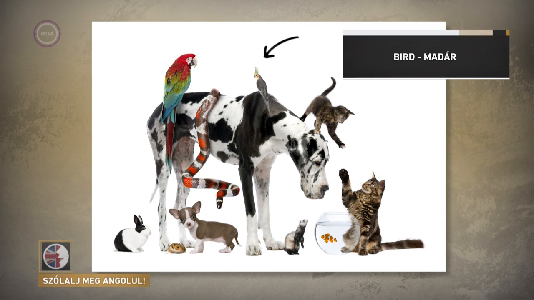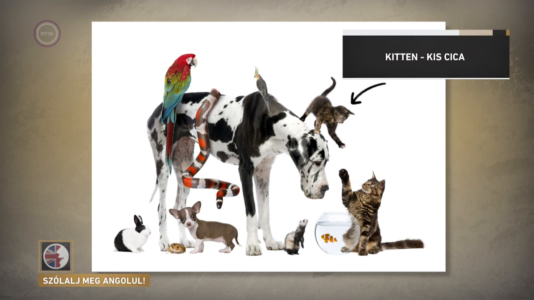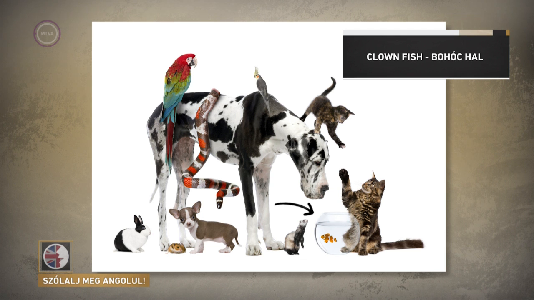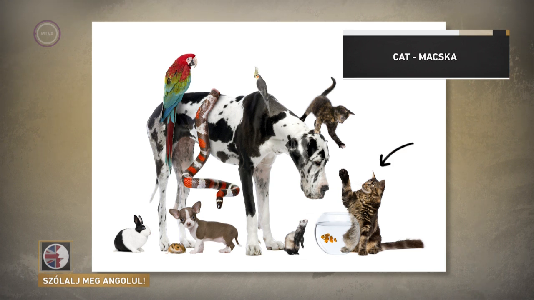It's got a funny haircut. I don't think it's a chicken. There's a kitten standing on the dog's head. The kitten is waving at another cat, I think. Maybe the kitten wants to high five the cat. The dog is looking at a clownfish. The clownfish is in a fishbowl. The cat is sitting on the right of the picture next to the fishbowl. The cat is trying to high five the kitten, I think.